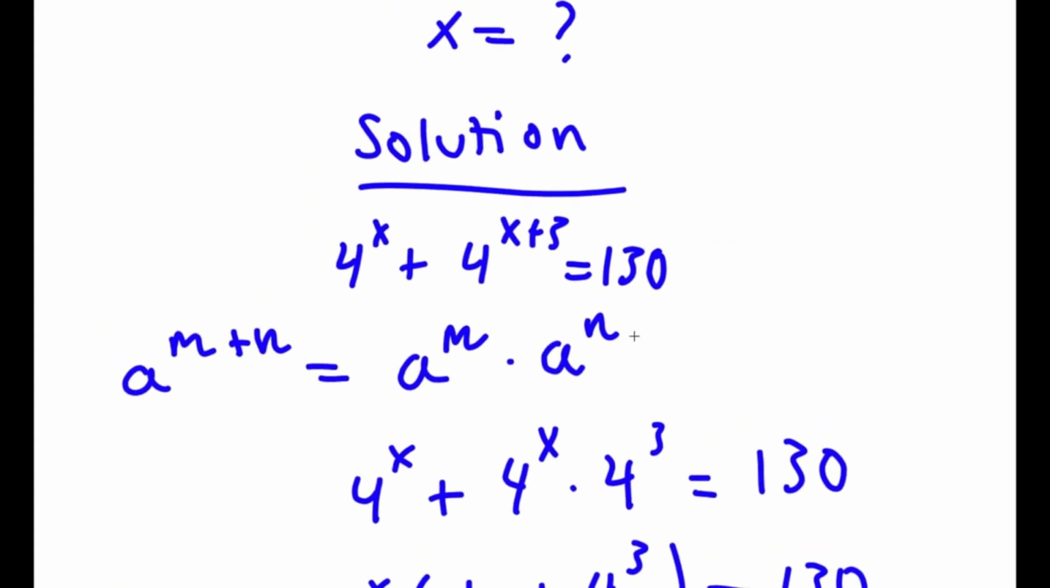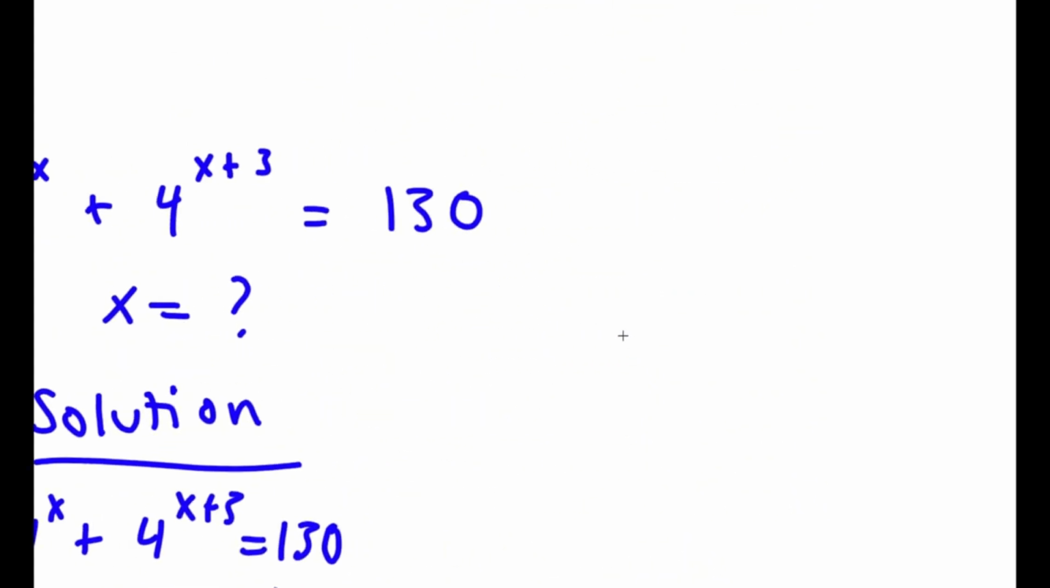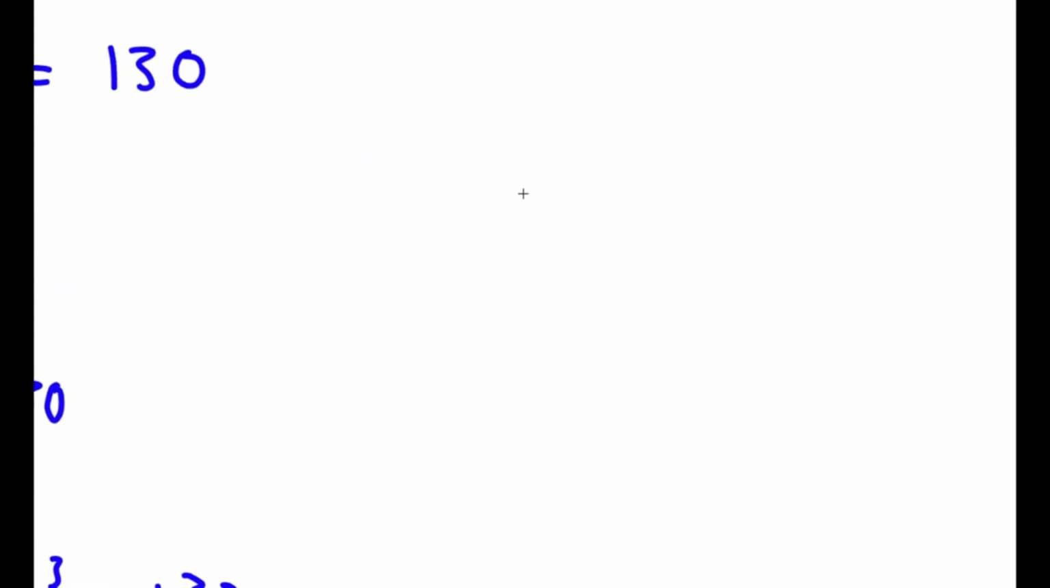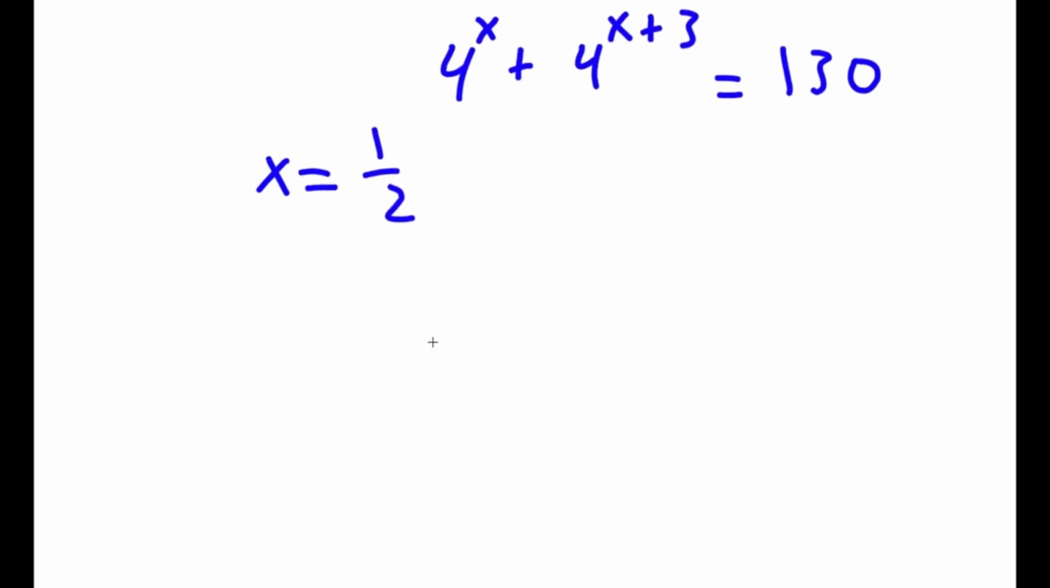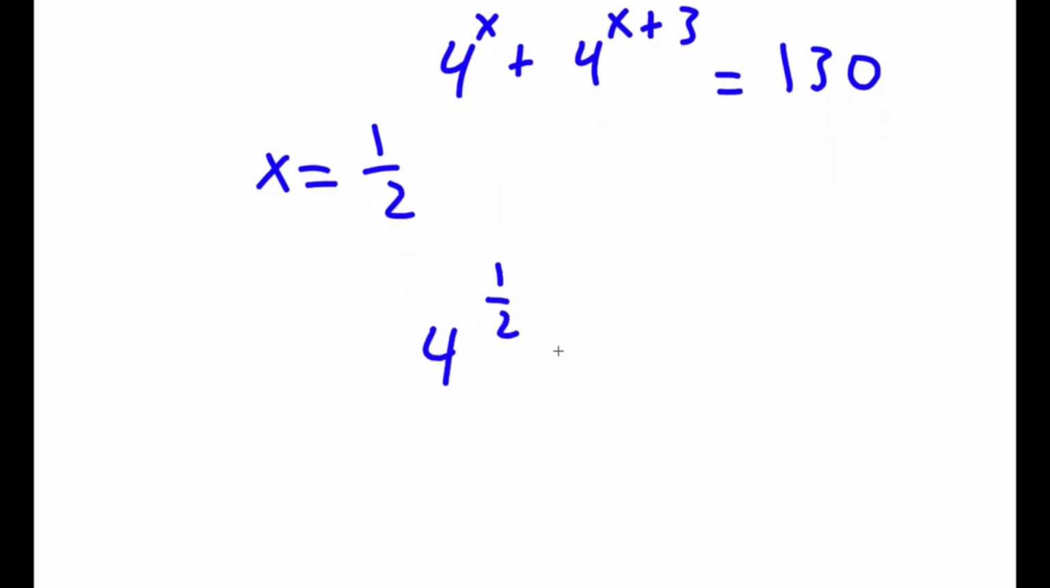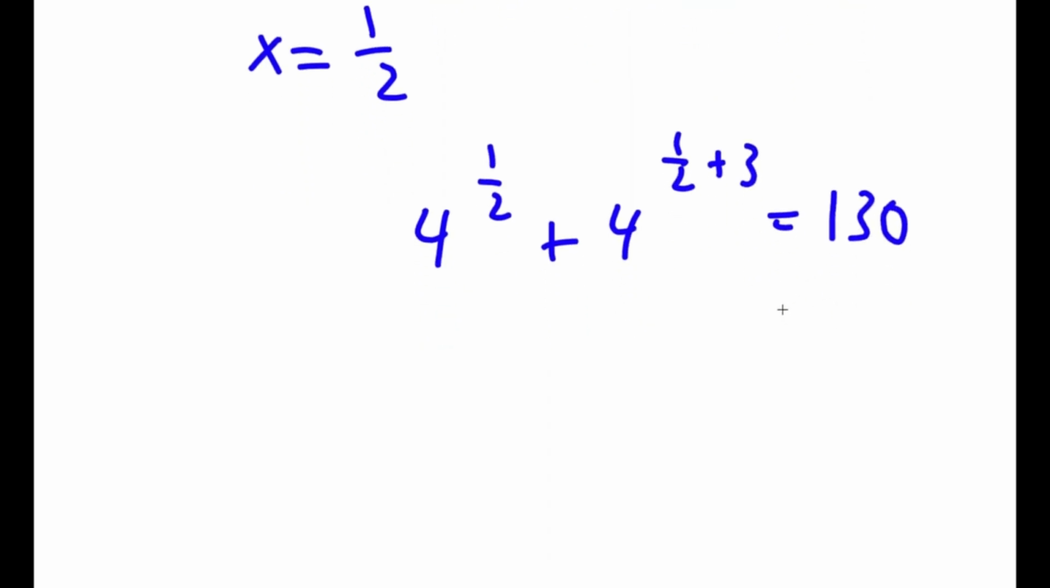Now, to go ahead and check, I'm going to plug in 1/2 into my original equation. So I had 4 to the power of x plus 4 to the power of x plus 3 is equal to 1/30. Now I know that x is equal to 1/2, so now I have 4 to the power of 1/2 plus 4 to the power of 1/2 plus 3 is equal to 1/30.